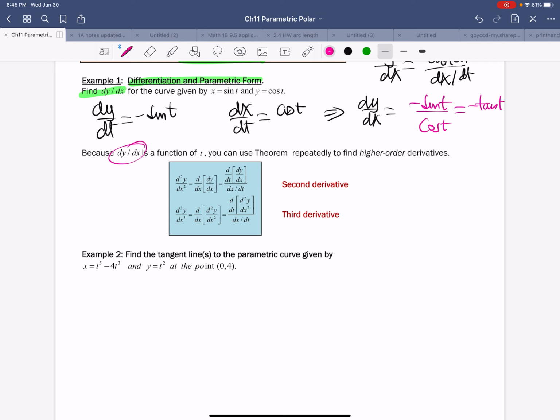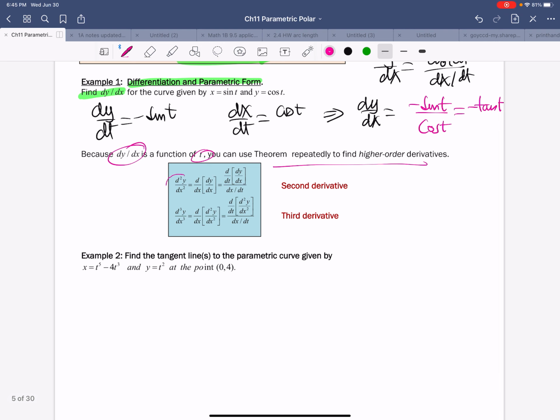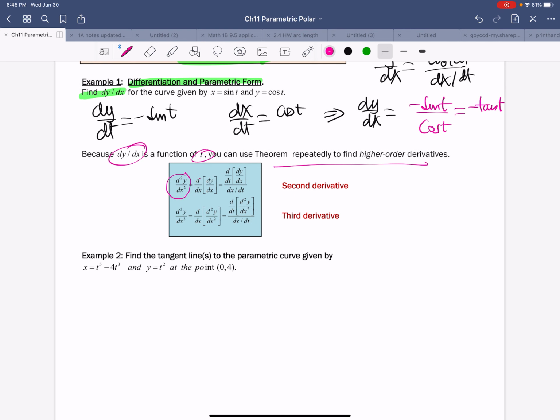Because dy/dx is a function of t, we can use the theorem repeatedly to find the higher derivatives. So the second derivative d squared y over dx squared would be d/dx of dy/dx, which is going to be d/dt, the derivative with respect to t of dy/dx, over dx/dt. Keep that in mind. So the derivative in the numerator is with respect to t of dy/dx, over dx/dt. Okay. Same way we can do the third derivative: d/dt of the second derivative, over dx/dt.